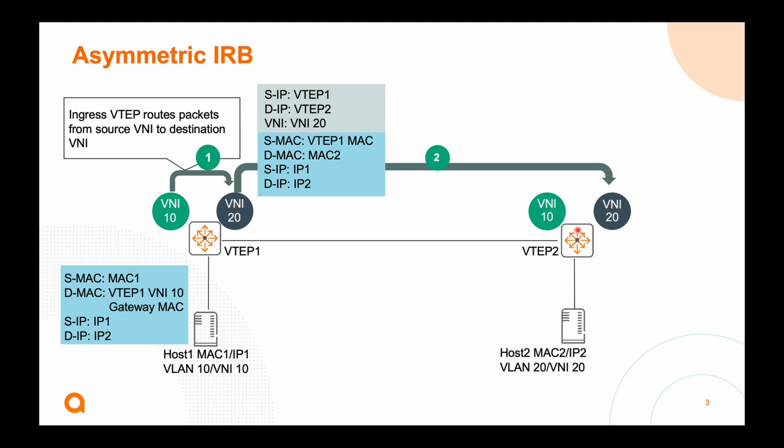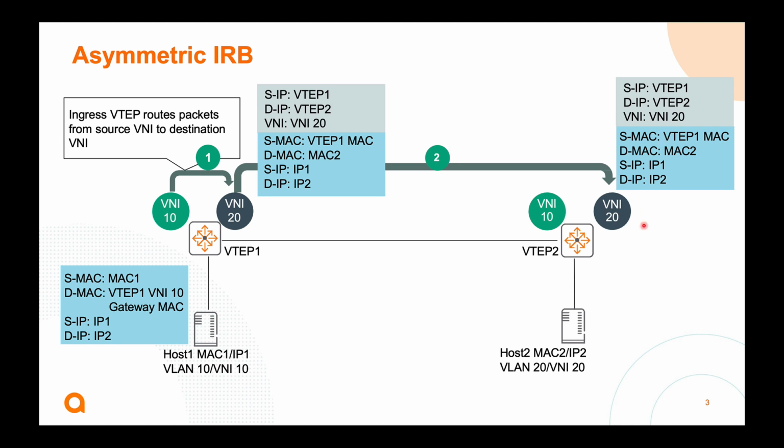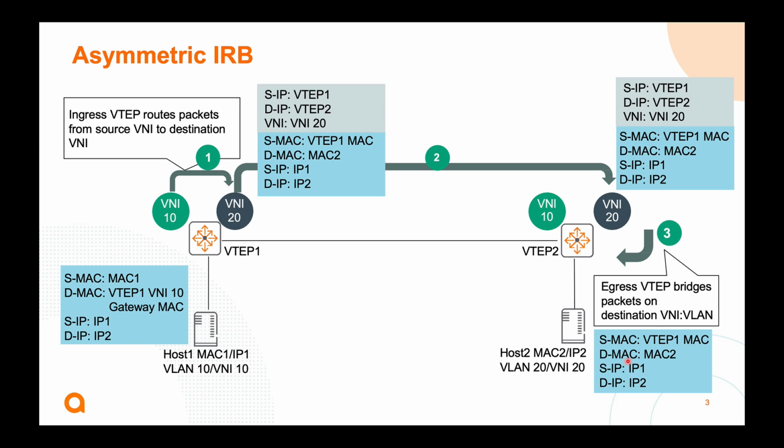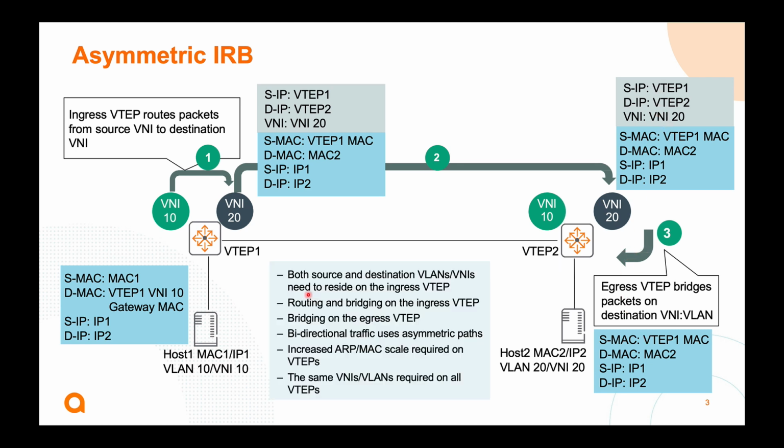You send that traffic to VTAP2, you will receive it, you remove this encapsulation, VXLAN overhead, and forward out. Because he knows that MAC 2 is directly connected and forwarded out, but the source MAC will remain, right? So this part is not changed. You just remove this overhead. So the egress VTAP basically just bridges. It removes the VXLAN and bridge. So take note, both source and destination VLANs and VNIs need to reside on the ingress VTAP. You need to configure both routing and bridging on the ingress VTAP, but the egress VTAP only performs bridging.